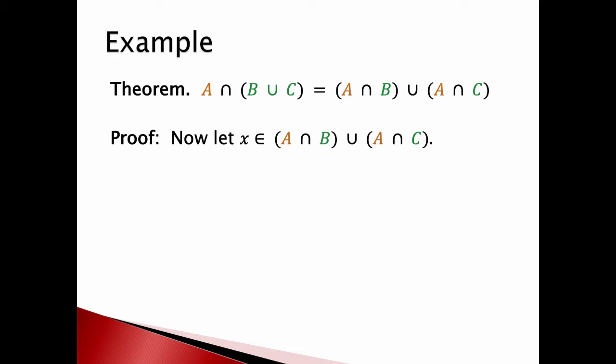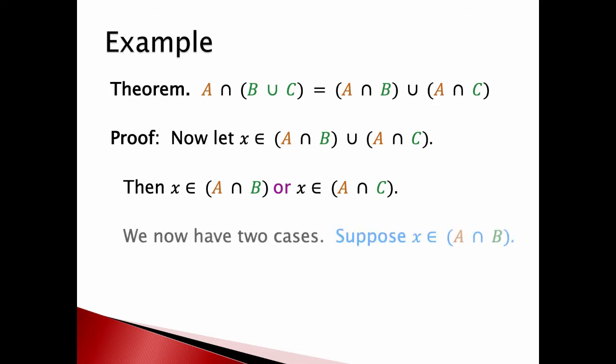We go back to the definition. What does a union mean? It means I'm in one thing or the other. So X has to be in A intersect B, or X has to be in A intersect C. Okay, one or the other. Oh, there's an or. Okay, that means we've got two cases again. X is in A intersect B or X is in A intersect C. So we do this with two cases now.